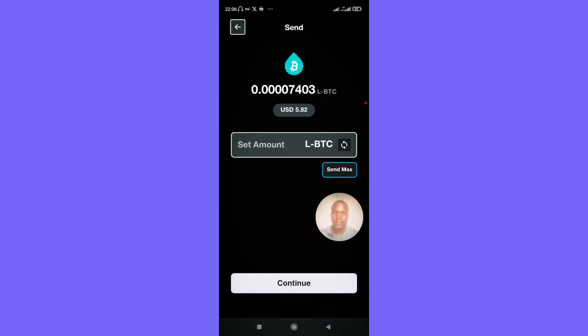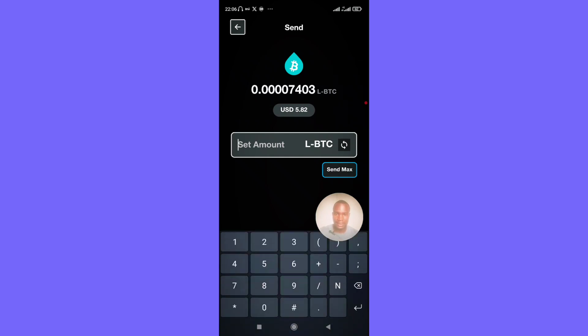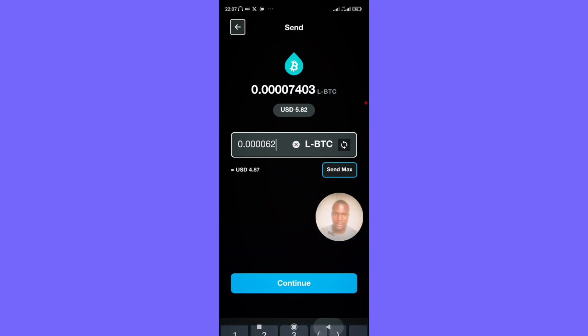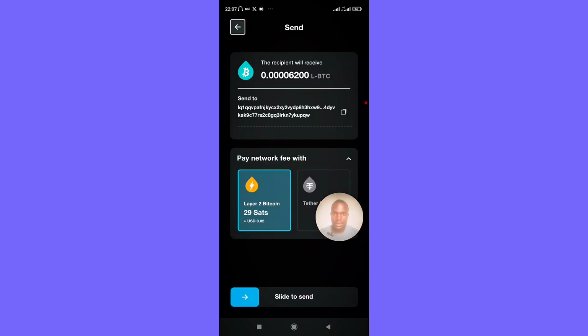Now we have $5. Let's send some here. So I'm sending over 4.87 USD. You can see there's a send max, but never use max because you'll need the Liquid Bitcoin to pay for gas. So don't you dare send max. Let's just send what's there.